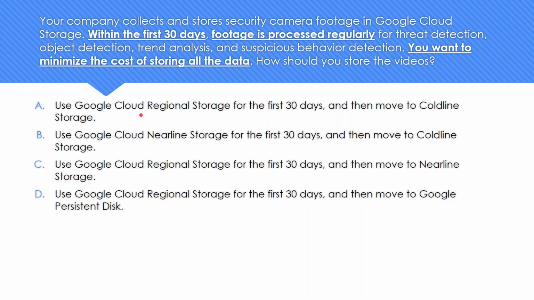Let's look into the explanation first of all. Use Google Cloud regional storage for 30 days, then move them to Coldline storage. This part, the footage is processed regularly, meaning there's going to be n number of data retrievals throughout the 30 days. So just don't do that mind map, 30 days equals Nearline. No, the context here is 30 days. For the first 30 days, they're going to use this video very extensively.